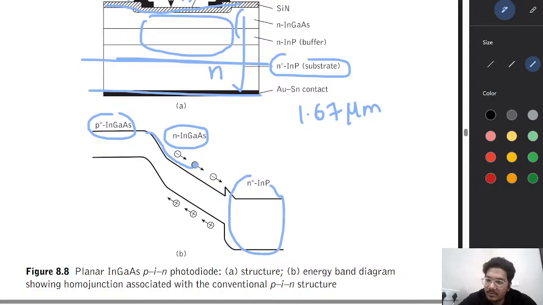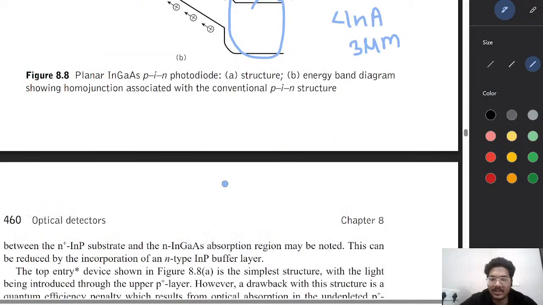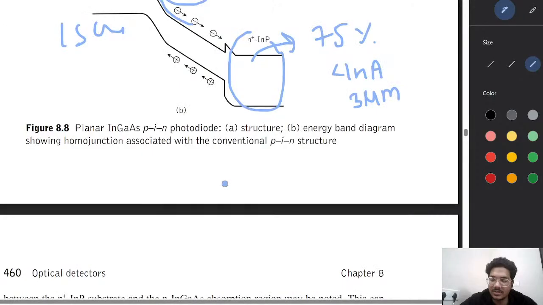Let's see the performance of this PIN diode. The quantum efficiency is 75% to 100%. The dark current is less than 1 nanoampere. The depletion layer is approximately 3 nanometer and the transit time limit is 15 gigahertz. So this is the advanced structure of the PIN diode.